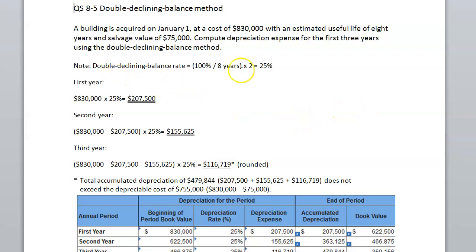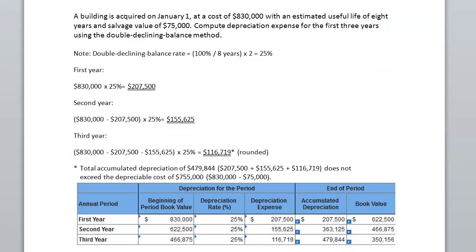So to calculate the rate, if we take 100% divided by the number of years, that would give us the straight line depreciation amount. Double, just by definition of our formula, we're going to multiply it by 2. So the double declining balance rate is going to be 25%. So again, that's going to be twice the amount as if we were depreciating it using the straight line method. So we can set up our table.